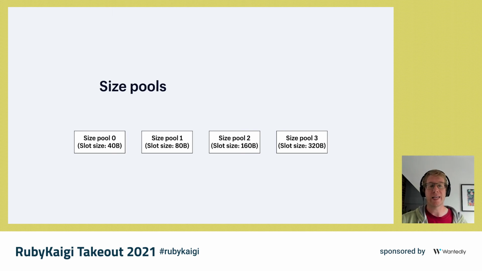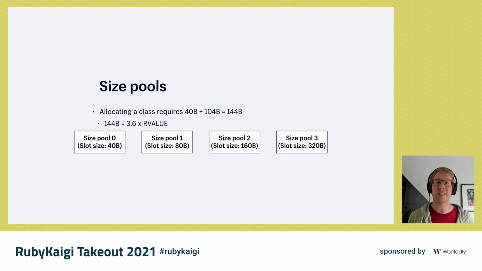Now, say we want to allocate a class object. We first need to calculate the size pool in which we're allocating. A class object will need 144 bytes of space, 40 bytes for the RVALUE, and 104 bytes for the RBClassXT struct. This is 3.6 RVALUEs, which we round up to the nearest power of 2, so 4 RVALUEs worth of memory, which puts it in the third size pool.